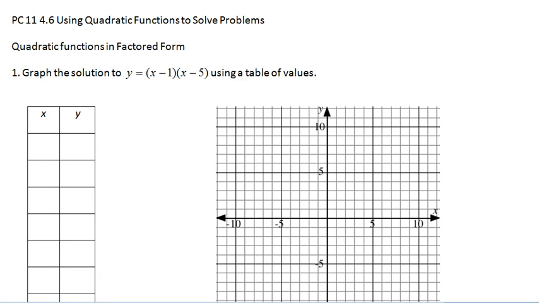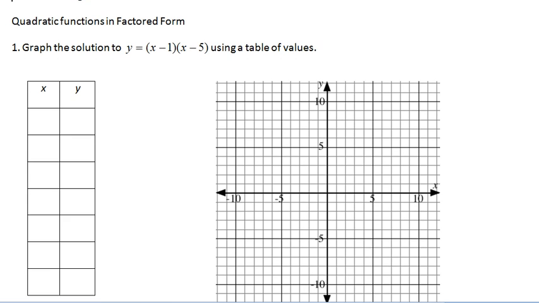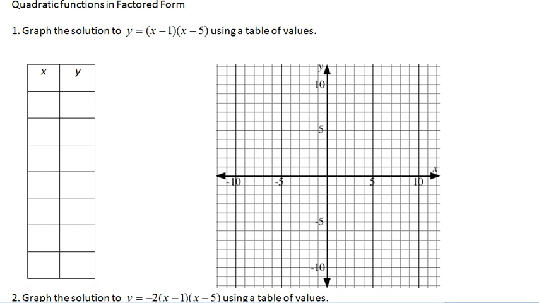We're going to be using quadratic functions to solve problems. Before we do that, we're going to have a look at quadratic functions in factored form, which we haven't seen yet, but they're going to be really useful in solving these problems. It's going to save us a lot of time.